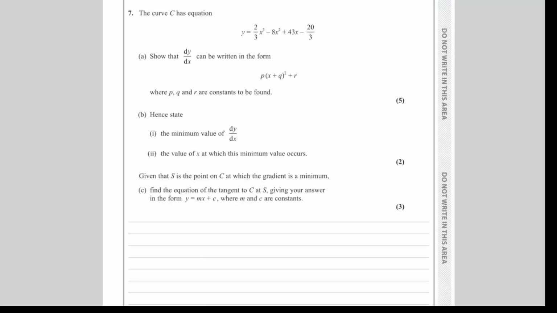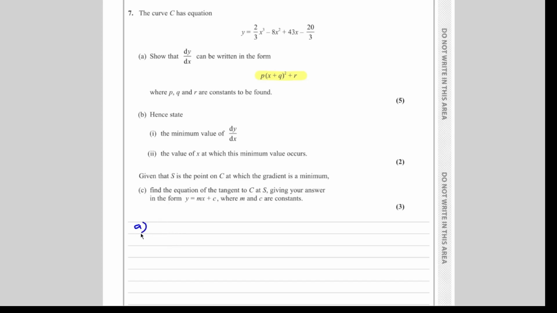Question 7. The curve C has equation y equals 2 over 3 x cubed minus 8x squared plus 43x minus 2 over 3. Part A. Show that dy by dx can be written in the form p times (x plus q) squared plus r. This format is very familiar. This is the complete the square format. It means that we need to get dy by dx and convert it into the complete the square format. So let's get dy by dx first.